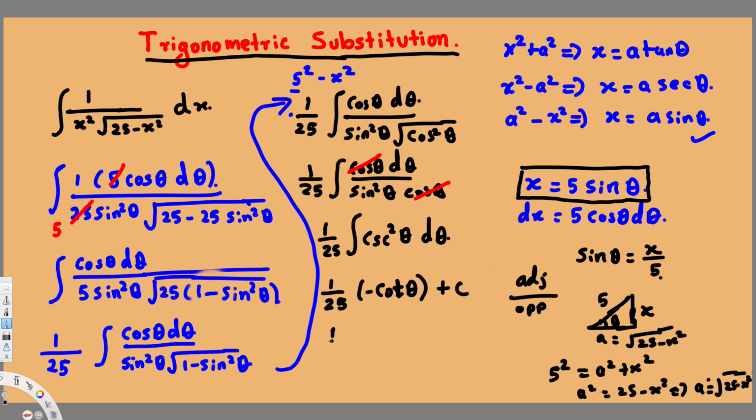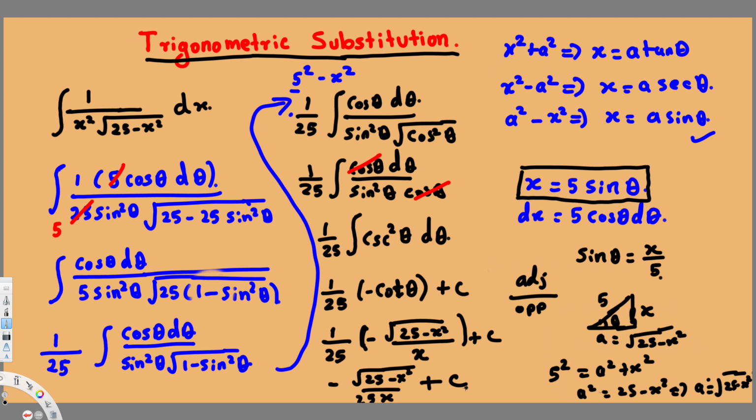So we can go ahead and put 1 over 25, and there's a negative sign remaining. And square root of 25 minus x square is adjacent, so that's going to be on top. The opposite side for this one is x, so x is going to be in the denominator, plus constant. Now let's go ahead and simplify this one, and we can move this negative to the front. So negative square root of 25 minus x square over 25x plus constant, and that's it. This is going to be our final answer.